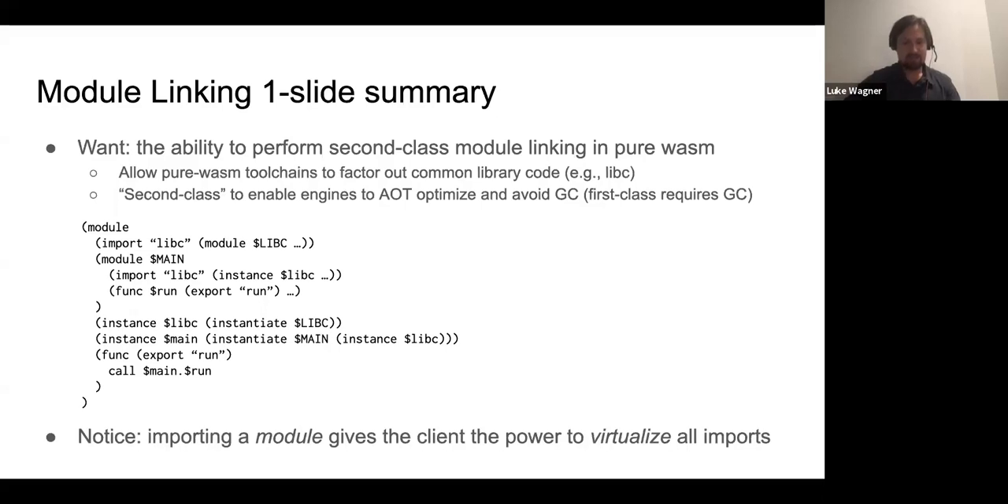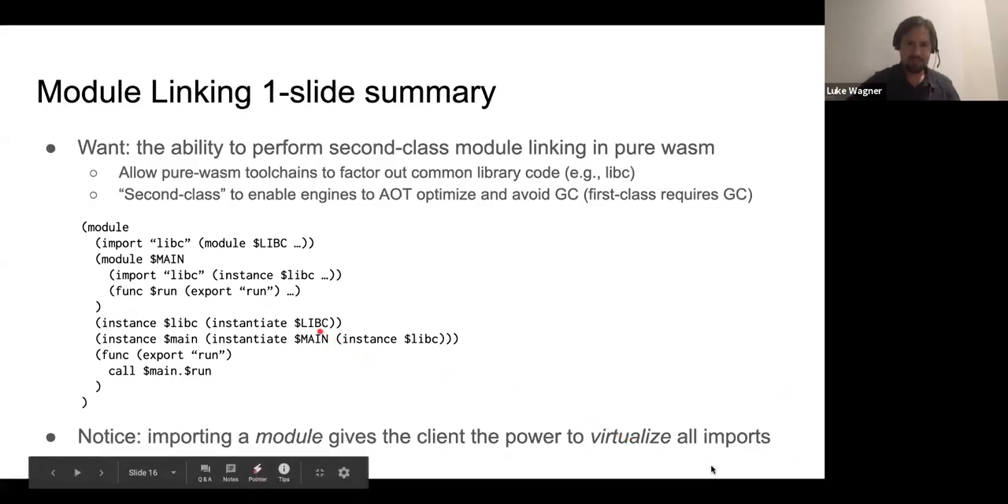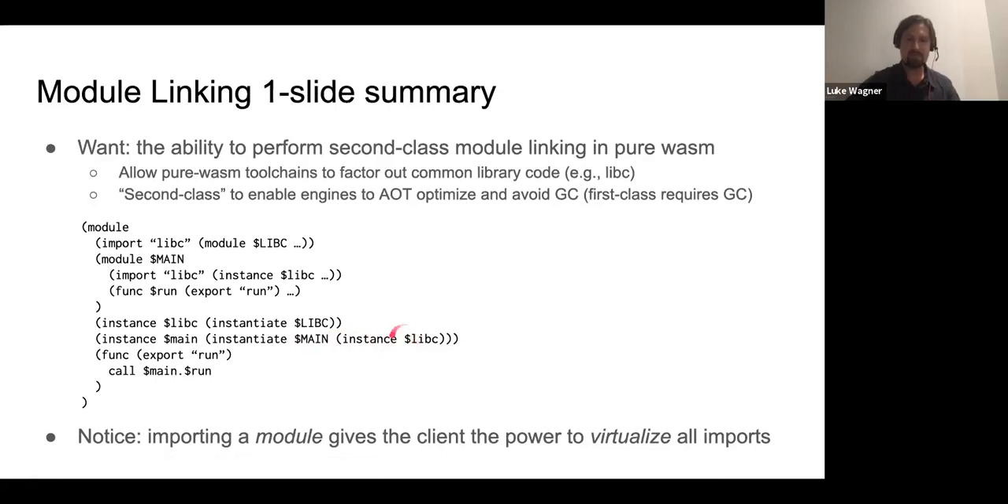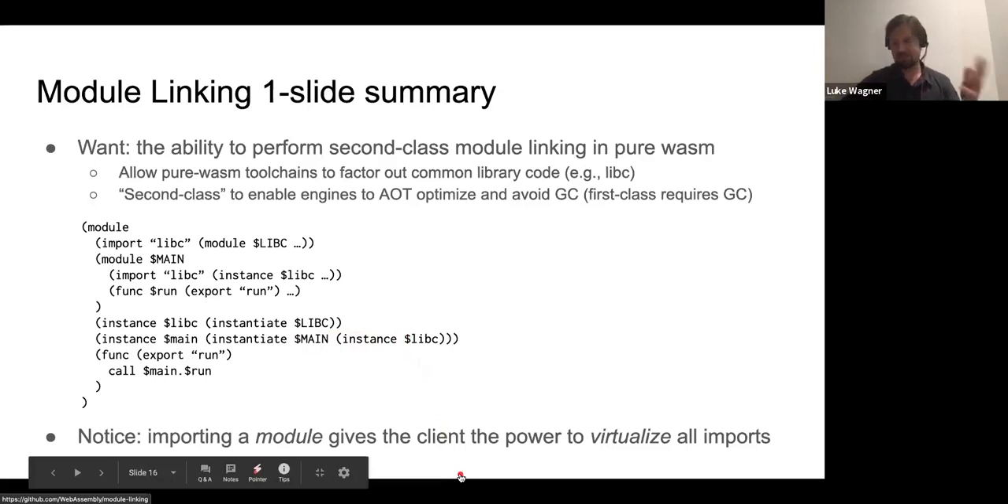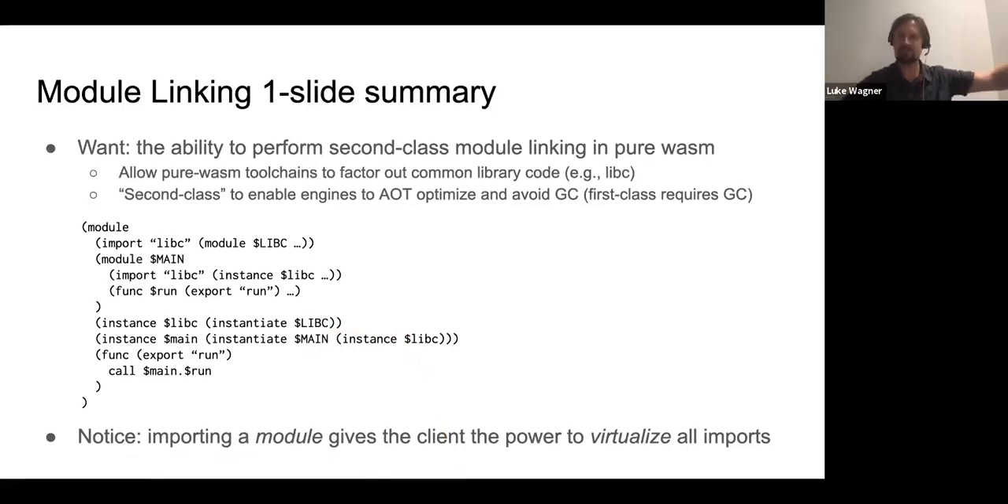An important property is when you import a module, the client has the power to virtualize all its imports. So this is where we see right here, when we instantiate this main module, we're controlling all of its imports. We get to say which libc, which version of libc, which other modules share that libc. And so it gives the client a lot more power than in a more traditional, like a lot of module systems, where when you import a thing, you're importing something somebody else has instantiated, and you're usually sharing it with everyone else who imported the same thing. So this is potentially, in some situations, really valuable for all the reasons you want to virtualize.